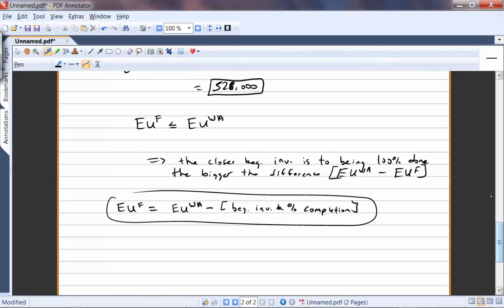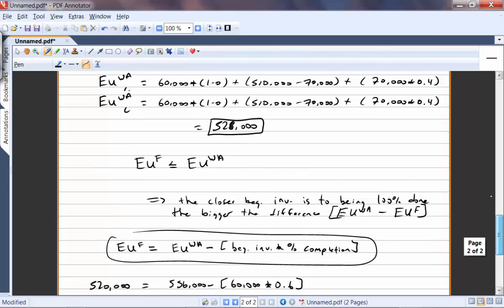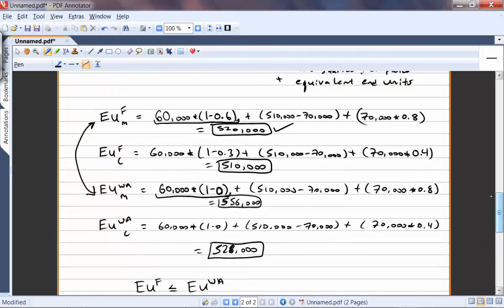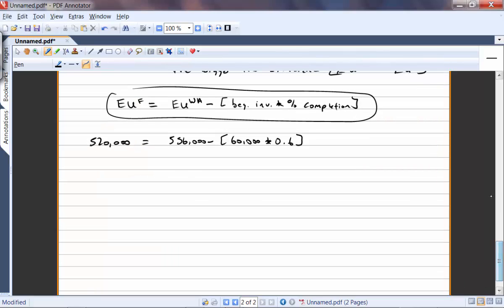So for example, we can test this out. The equivalent units for materials, it doesn't matter whether it's for materials or for conversion, this formula is still true. The equivalent units for materials for weighted average was 556,000 minus the beginning inventory times the percentage completion. And what do you get? You get 520,000, which was the equivalent units under FIFO for materials. See? Oops. Took the 556, subtract 60,000 times 0.6, and we get 520,000. So this is just straightforward algebra.